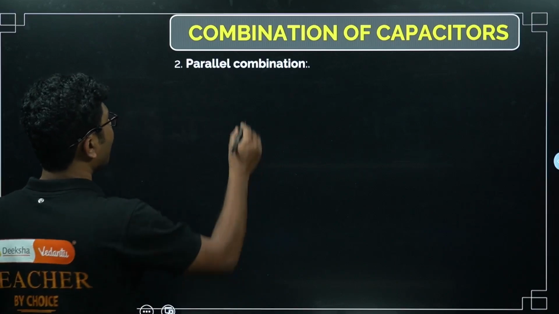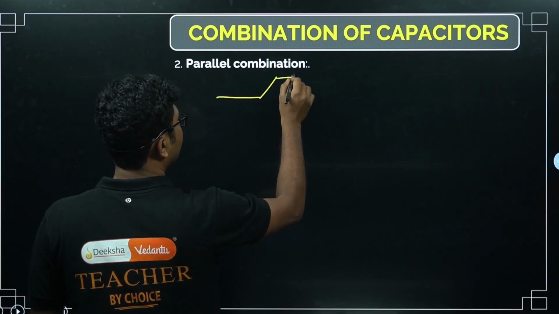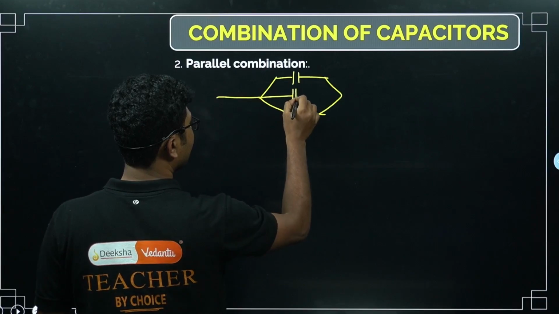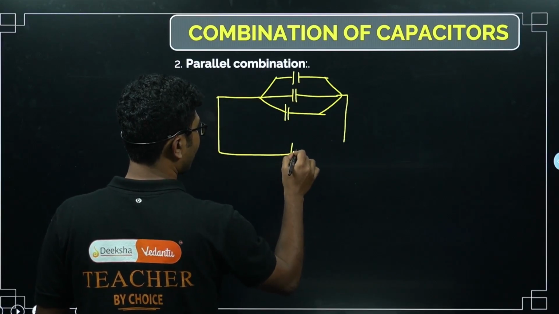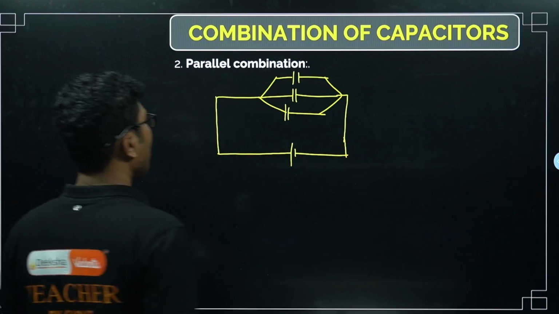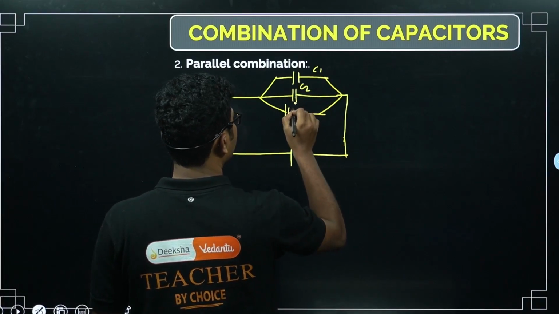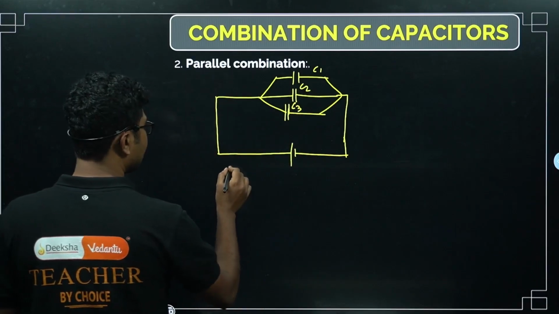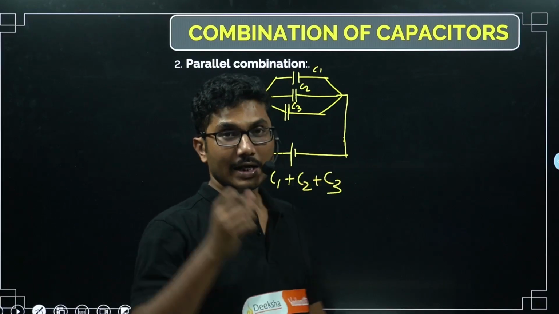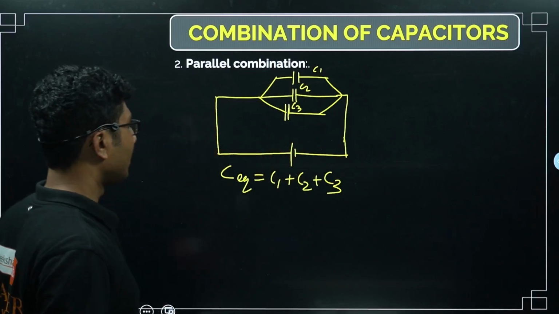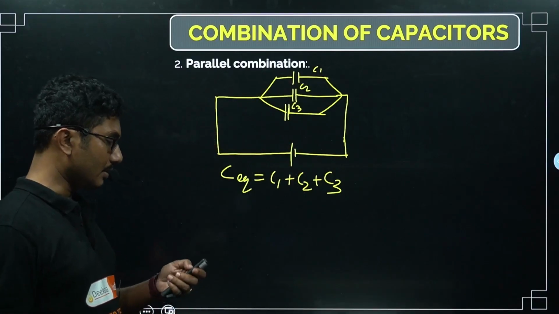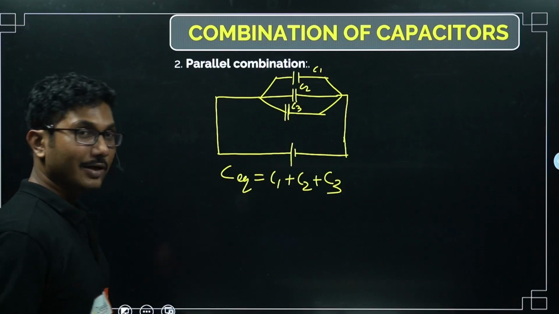Next is the parallel combination. Parallel combination is the same as for resistors, where the voltage across all the capacitors is the same, but the charge is different. Okay, charge is different here, but voltage is the same. So if C1, C2, C3 are connected in parallel, this is the simplest. C equivalent is C1 plus C2 plus C3. So when capacitors are connected in parallel, their capacitances will be added. When they are connected in series, their capacitance is decreased. This is the simple one, the parallel one, whereas the series one is a little complicated, opposite to that of resistances.